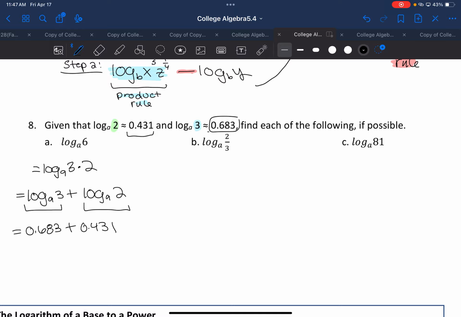So in my calculator, that would equal 1.114. So that's what you're trying to do with these. You're just trying to use your properties and rewrite it so you can get these separate on their own and use their decimal equivalents.